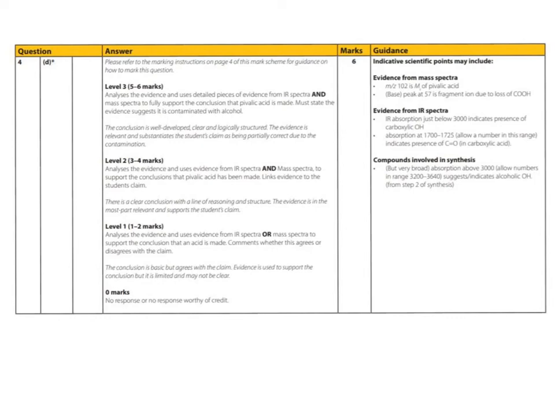We've mentioned that m/z 102 is the Mr. We've mentioned that the base peak of 57 must be a fragment due to loss of COOH. We've made reference to the IR absorption below 3000 and also talked about the 1700 to 1725, or a number in that range, being the presence of the C double bond O. We use the range straight off the data sheet. That falls within the range, so that's okay. And the broad absorption above 3000 suggests an alcoholic OH from step 2 of the synthesis.